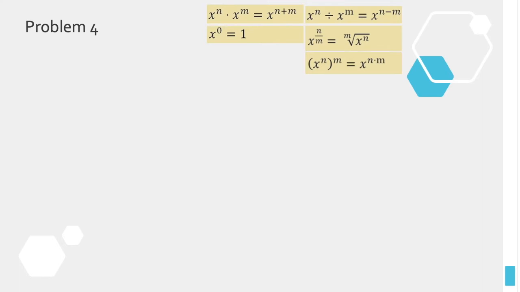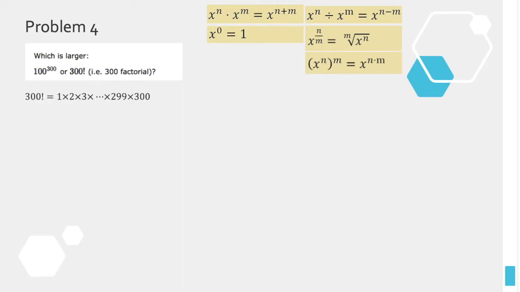Our next problem is much harder and could be considered a Math Olympiad problem. It asks us which is larger, 100 to the 300th power or 300 factorial. First, we must understand what the two numbers are. 100 to the 300th power is just 300 100s multiplied together, while 300 factorial is 300 multiplied by all the natural numbers below it. So it would equal 300 times 299 times 298 all the way down to times 1.